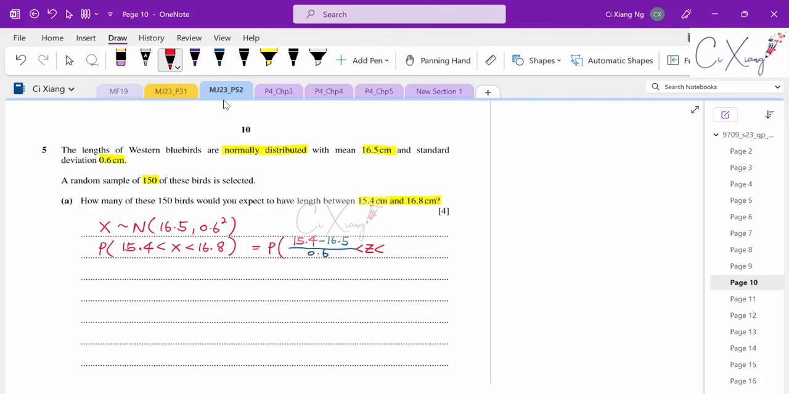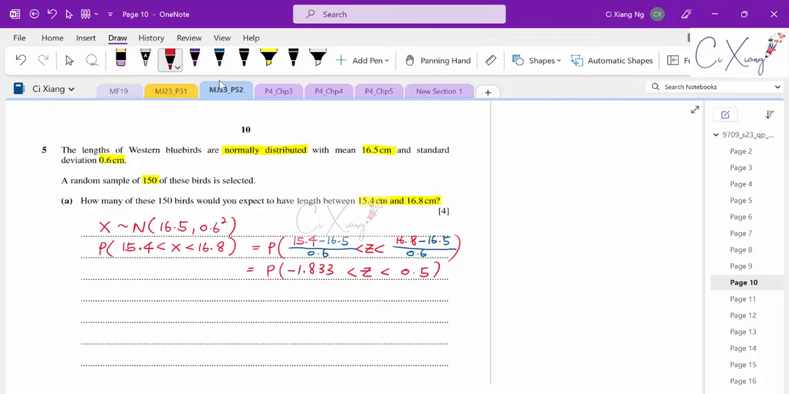Same thing happened for the other side. I'm having 16.8. So you have to minus the mean, which is minus 16.5, divided by standard deviation, which is 0.6 as well. Okay, and after that, we are going to just get the value for the Z, correct to 3 decimal places. Alright, so negative 1.833, and then Z, and then 0.5.